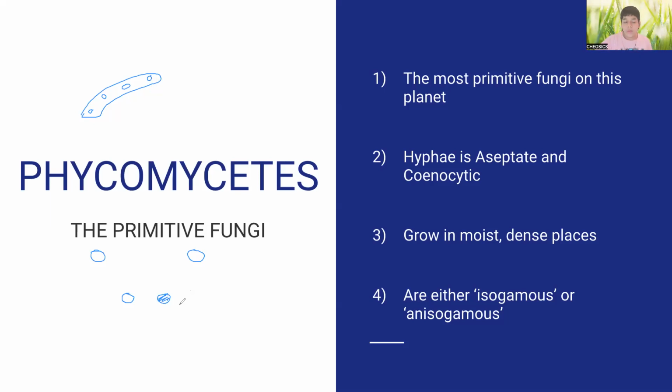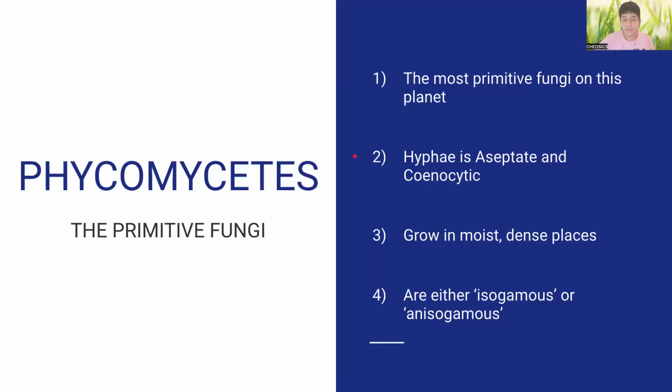For oogamous, you have your sperm cell, very differentiable, and then you have your egg cell, which is very large. It has special organelles, corona radiata, zona pellucida. The sperm cell has flagella and an acrosome. So there are many parts, and you can differentiate it easily. So this is what Phycomycetes is. So let's go ahead.